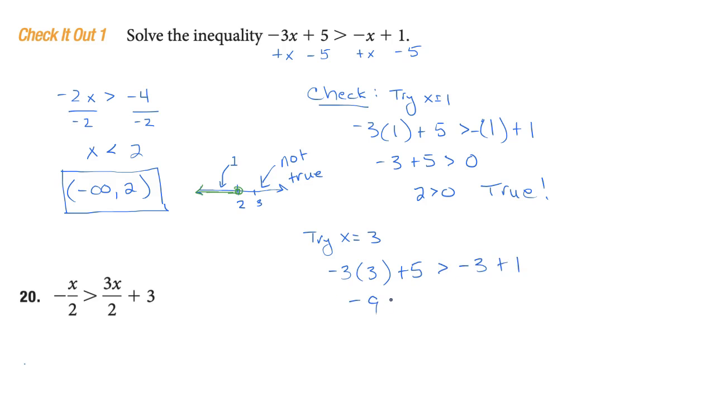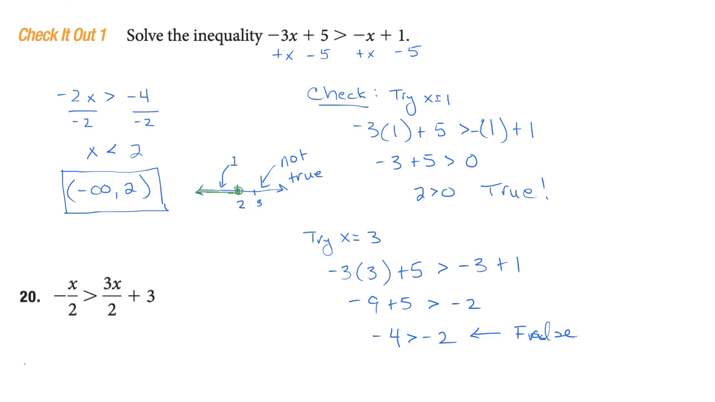So I get negative 9 plus 5 is greater than negative 2. So negative 9 plus 5 is negative 4 is greater than negative 2. So wait, what? That's not true. I even confused myself for a moment there because I did it and I was like, wait, that's not true. Well, it's not supposed to be true. This is false.